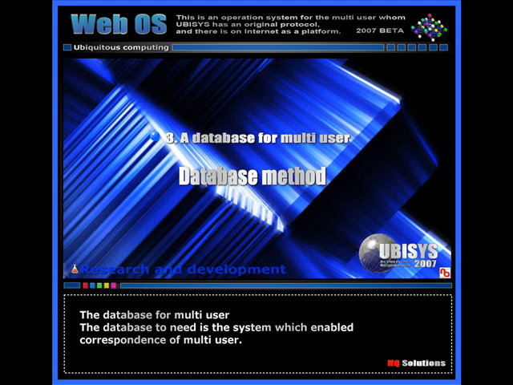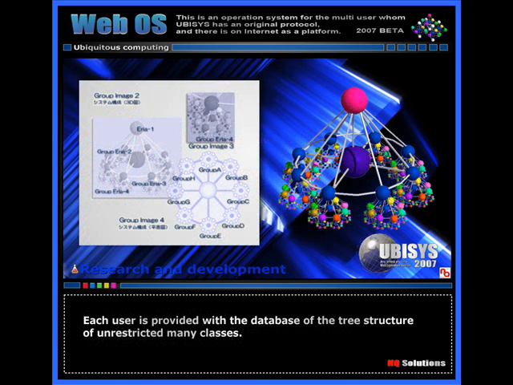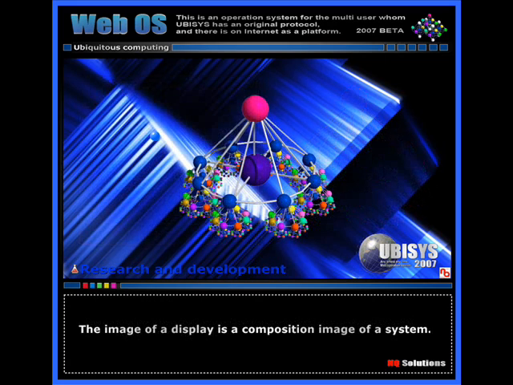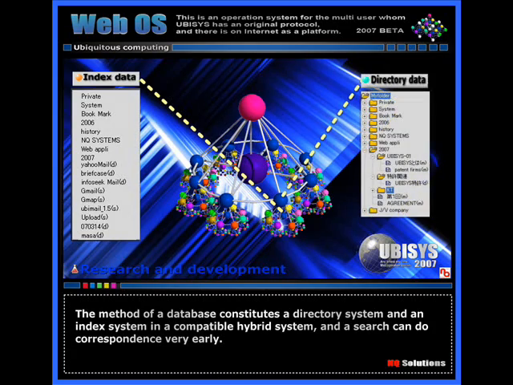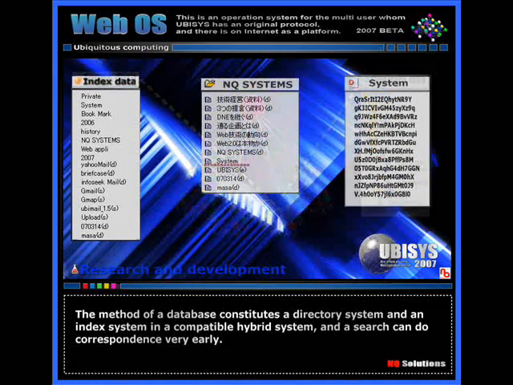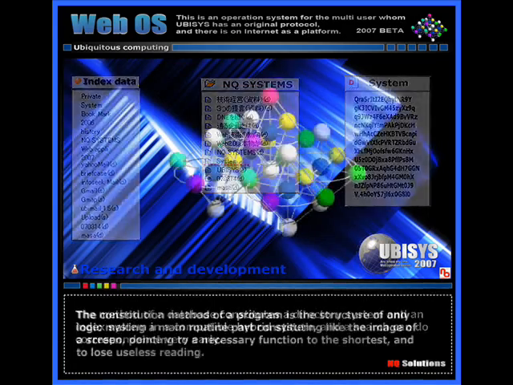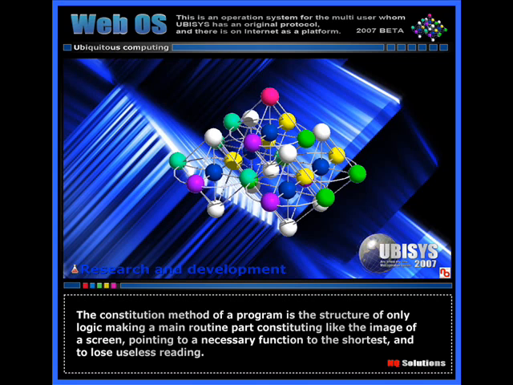The database for multi-user. The database is the system which enables correspondence of multi-users. Each user is provided with a database of a tree structure of unrestricted many classes. The image of a display is a composition image of the system. The database method constitutes a directory system and an index system in a compatible hybrid system, and a search can be done very quickly. The construction of the program is a structure of only logic, making a main routine part constituted like the image of a screen, pointing to a necessary function by the shortest route, and losing useless reading.